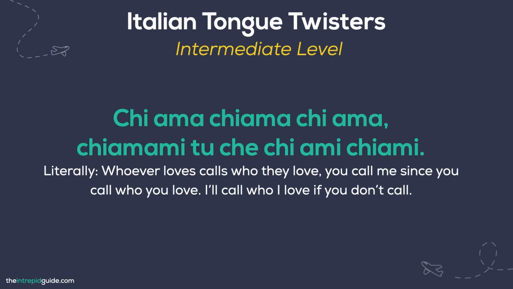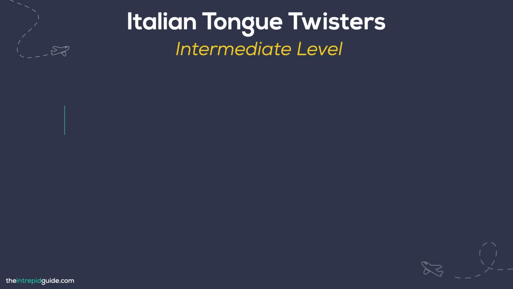This tongue twister is all about love, but don't let that fool you. It's rather difficult. Almost every word is a tongue twister in itself, with those repeated clusters of CH and M, plus it mixes up the words in different orders and forms, like chiama, chiamami, and ama and ami, making it even trickier.